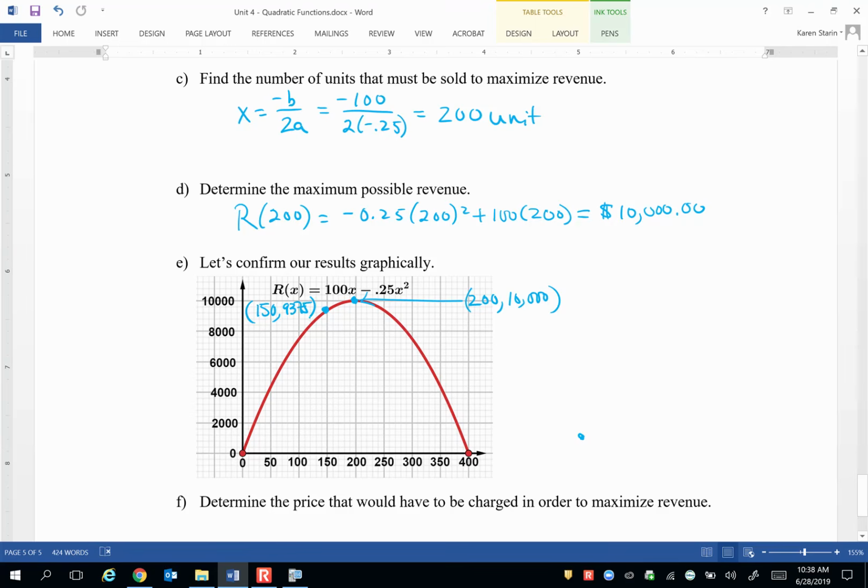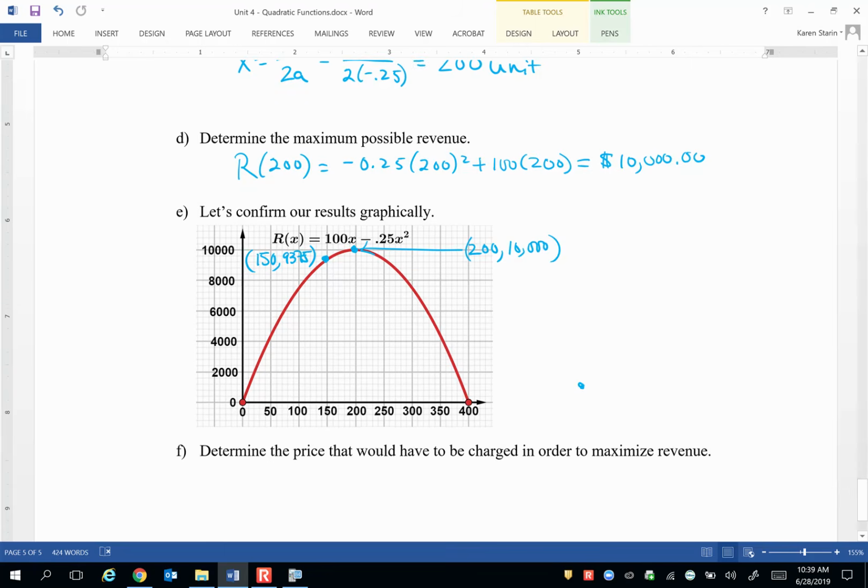So now part F, determine the price that would have to be charged in order to maximize revenue. This is a little tricky, but it's asking exactly what the price function will give us if we use the maximum x that gave us the $10,000 in revenue. The x value was 200, but now we need to go to the price function, the p of x, and remember that was 100 minus 0.25 times x. So we're just going to evaluate this at 200.